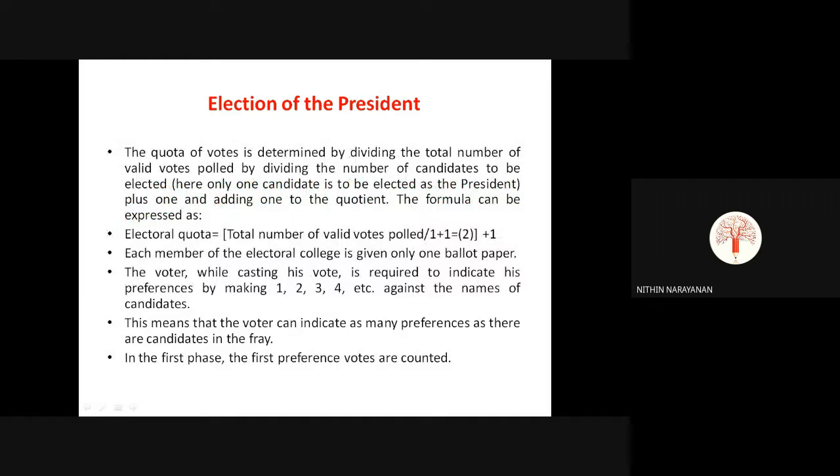So there is a procedure for how this election or voting is done. The quota is determined by dividing the total number of valid votes polled by the number of candidates to be elected, plus 1, and then adding 1 to the quotient. Here only one candidate is to be elected as president. The formula can be expressed as: electoral quota equals total number of valid votes polled divided by 1 plus 1, which is 2, all together plus 1. So that is the equation developed to find the electoral quota.